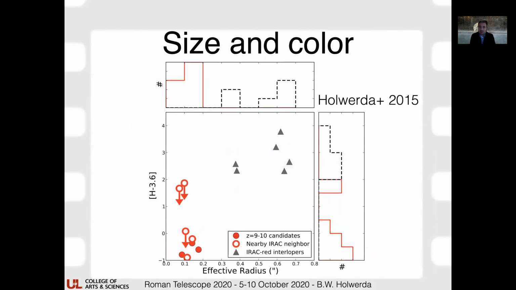We also looked at redshift 9 galaxies in 2015, and it looks like their H minus 3.6 color, so the HST versus Spitzer color, or their effective radii seem to select high redshift sources pretty well, and so maybe this could be a stand-in for Spitzer color. That was our original idea, and the IRAC red interlopers are just bigger. They're just larger in size. So this was maybe a good way to, since we now no longer have IRAC, we don't have Spitzer, we can use size instead.